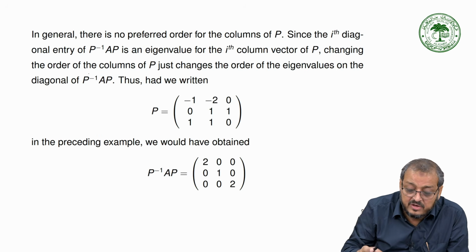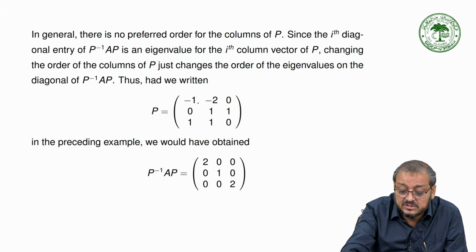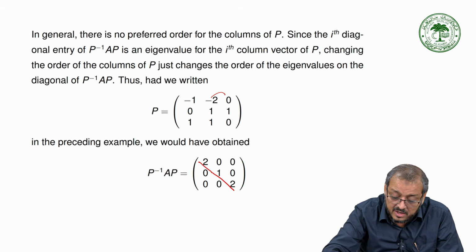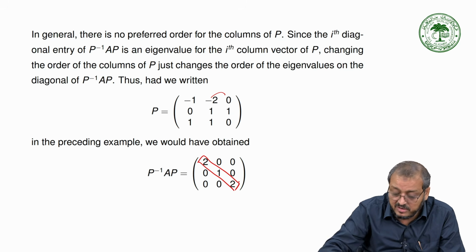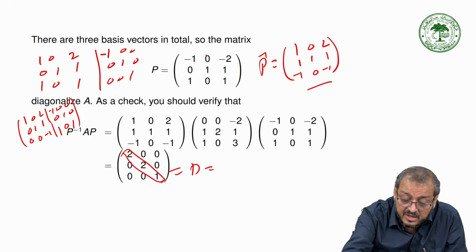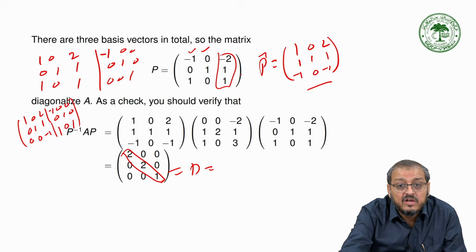So this means we have P equal to this, and we just change the order of these two columns, then calculate P inverse A P equal to this. Now you can see here, if we change the order, then the order of the eigenvalues is changed. Here we have 2, 2, 1, and this is corresponding to 2, and this is corresponding to the eigenvalue 1.